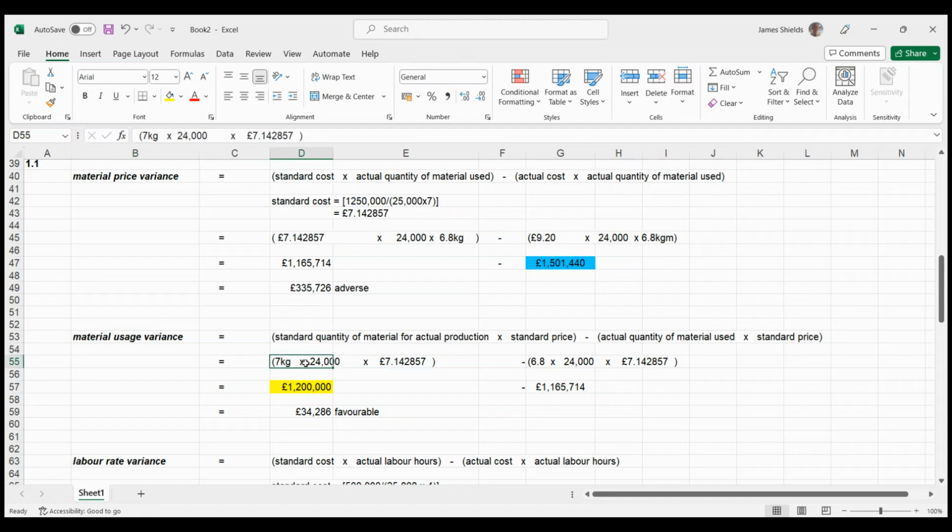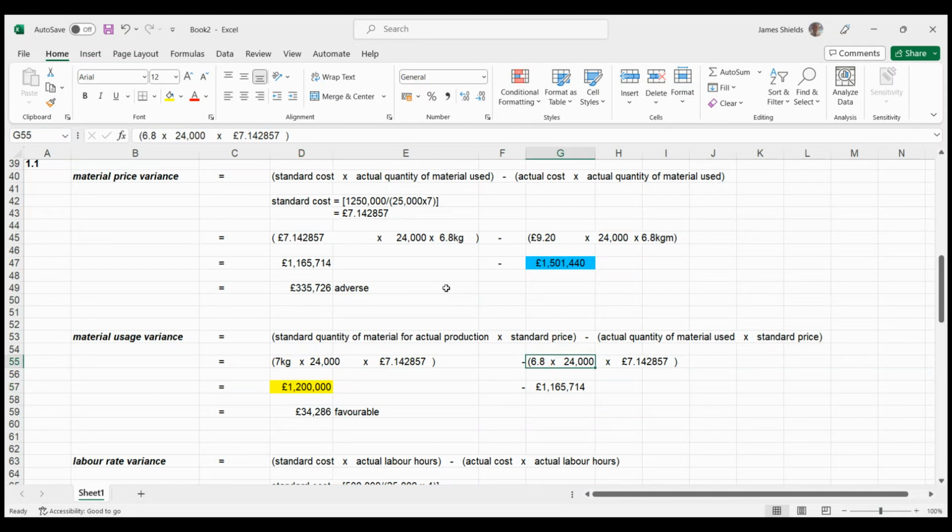So 7 kilograms times £24,000, and the standard price worked out in part 1, it was 7.142857. So we times the 7 by the 24,000, times the 7.142857, we get £1,200,000. That's the standard quantity of materials for the actual production times the standard price. Now we're going to take away the actual quantity of material used times the standard price.